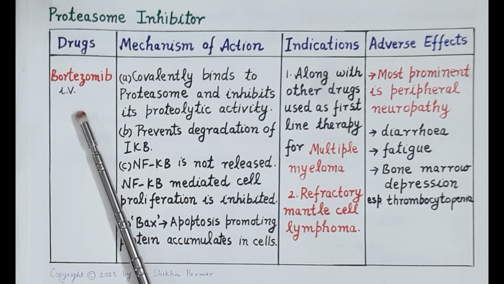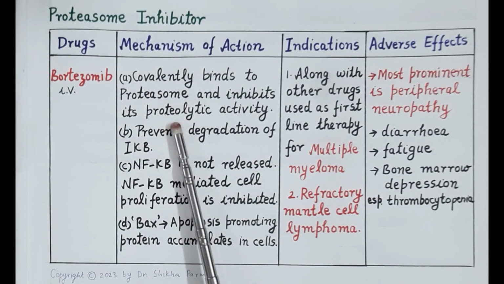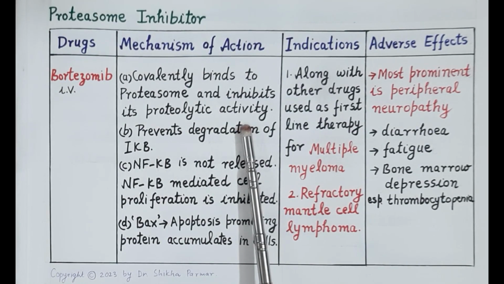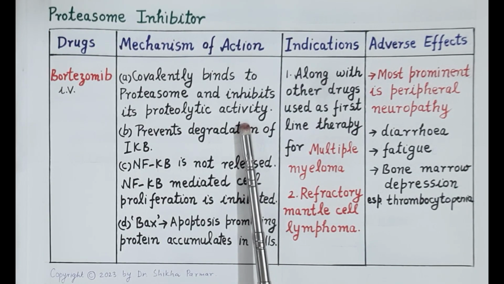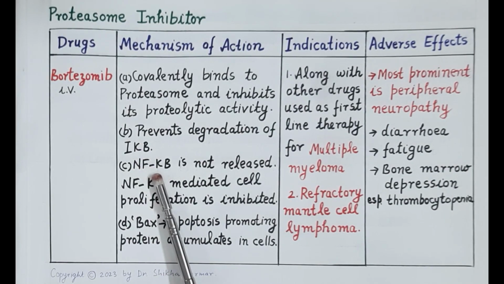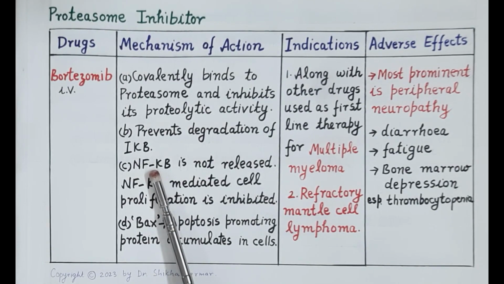Now, bortezomib is given IV. It is a proteasome inhibitor. It covalently binds to proteasome and inhibits its proteolytic activity. So now inhibitory kappa B is not destroyed or degraded, nuclear factor kappa B is not released, and therefore abnormal cells undergo apoptosis. Abnormal cells undergo programmed cell death, and therefore the cells do not proliferate.